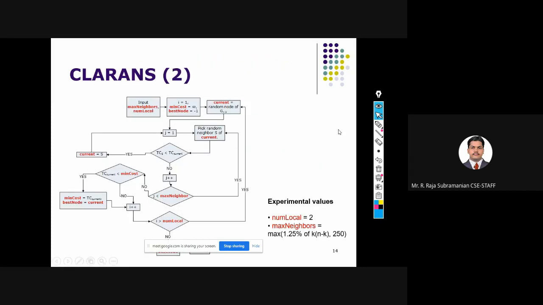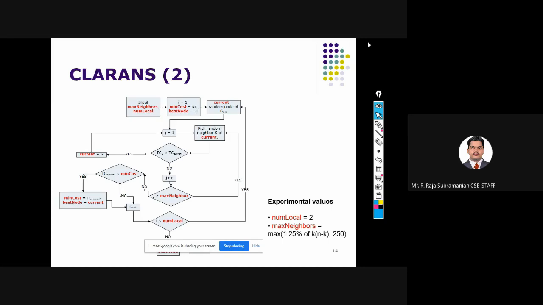Now I'll show you the block diagram and how Clara actually works. This Clara process will be a sequential process. I'll explain it very carefully so you understand it. This algorithm requires two things.